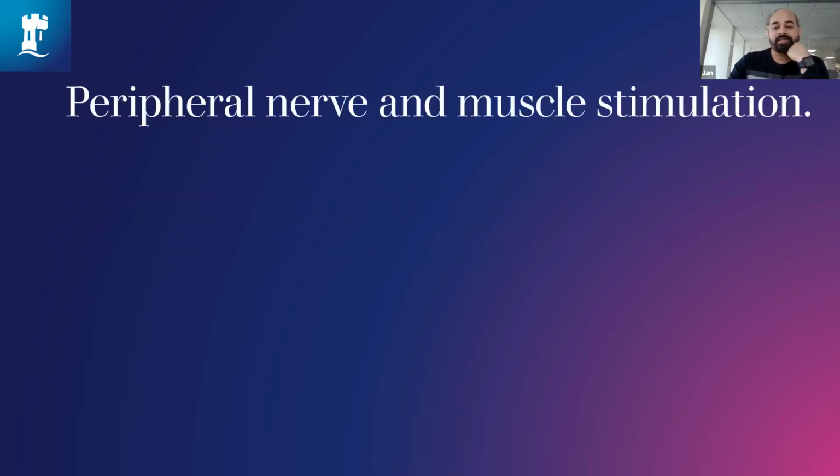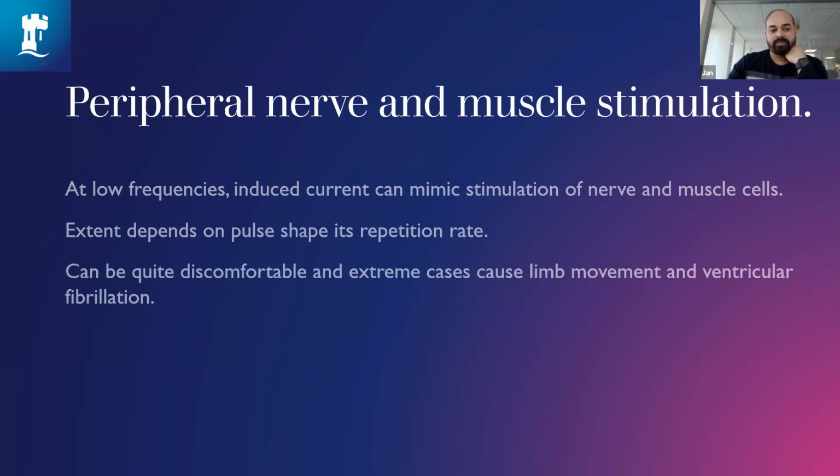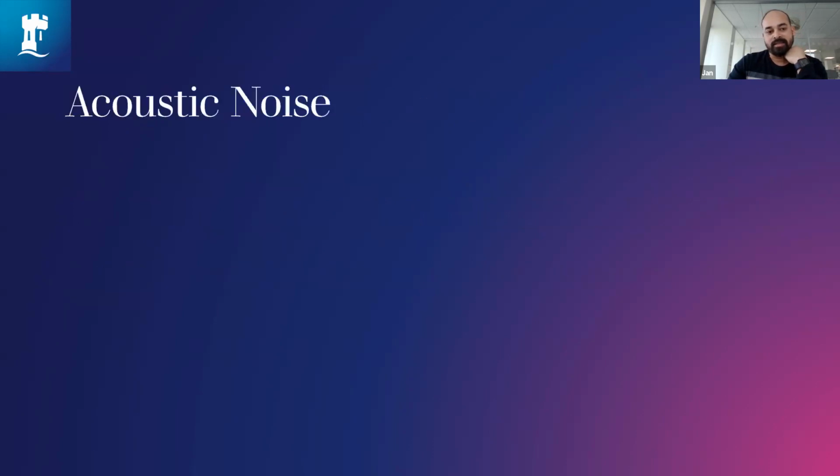Now, peripheral nerve and muscle stimulation. I'm sure we have all been through this. Even at the normal modes, we have had situations where we have had peripheral nerve stimulation in some people. At low frequencies, induced current can mimic stimulation of nerve and muscle cells, and that causes it to happen. The extent depends on the pulse shape and the repetition time. It's quite uncomfortable, and in extreme cases can cause limb movements, and in very extreme cases, ventricular fibrillation.